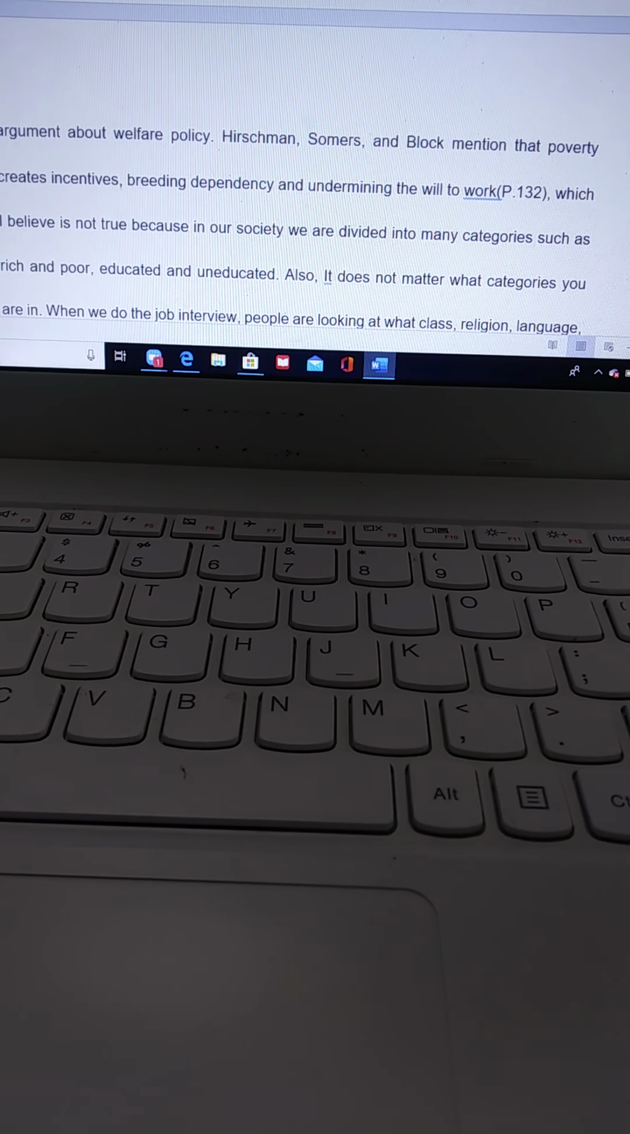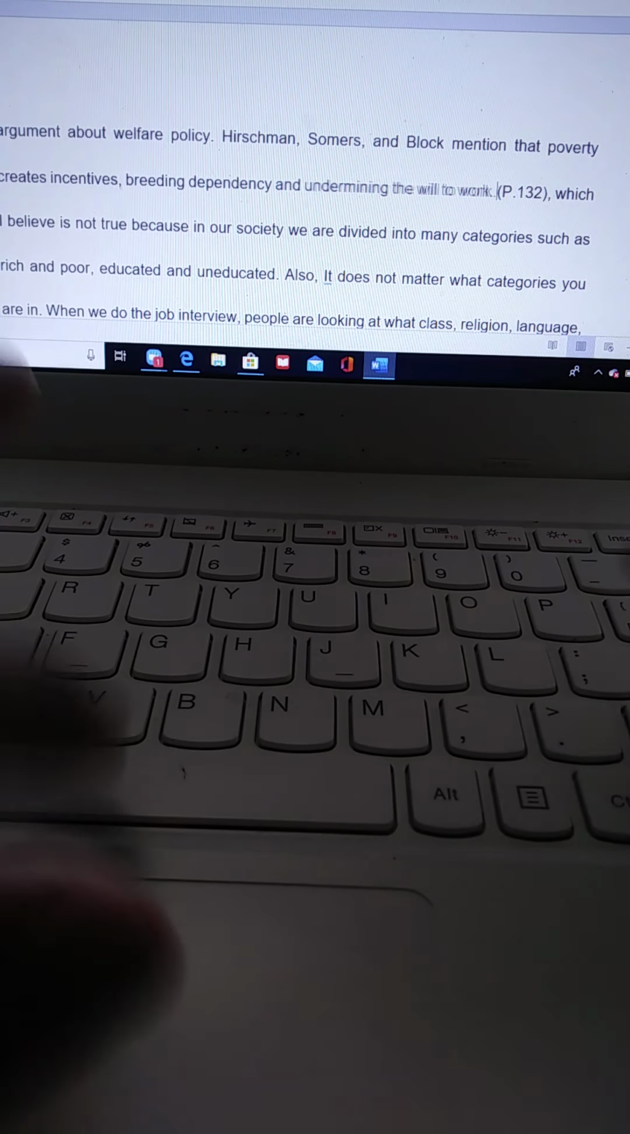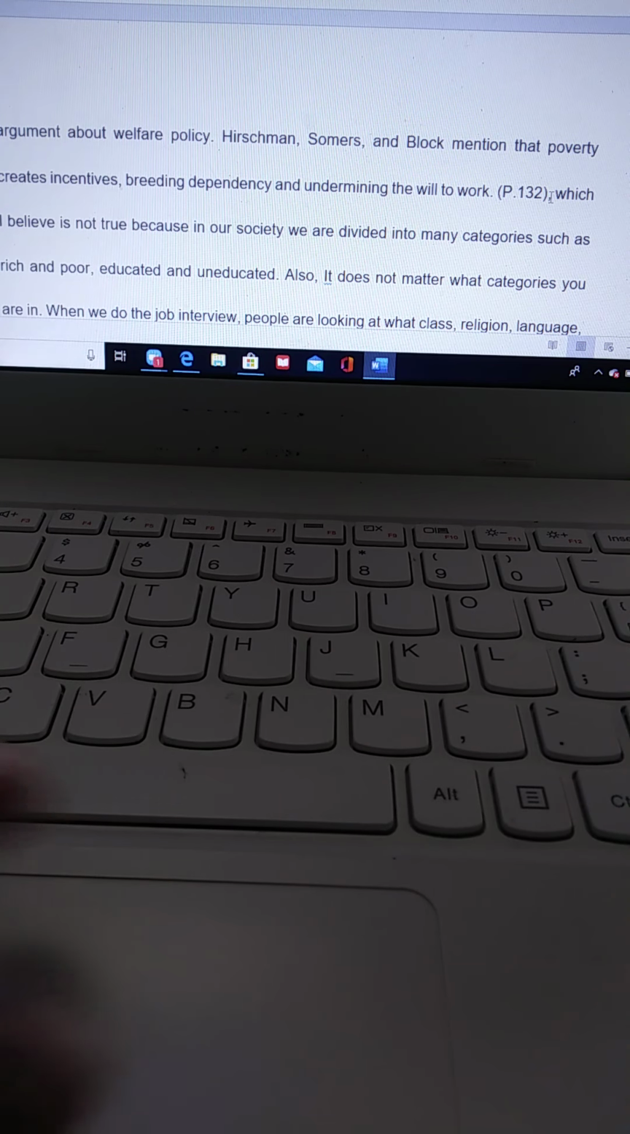There is an argument about welfare policy. Hirschman, Summers, and Block mention that poverty creates incentives, breeding and undermining the will to work. Right, okay, so let's fix that. So period. I think we can get rid of that.